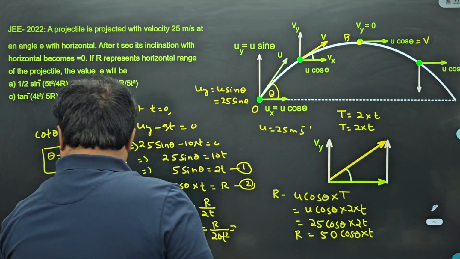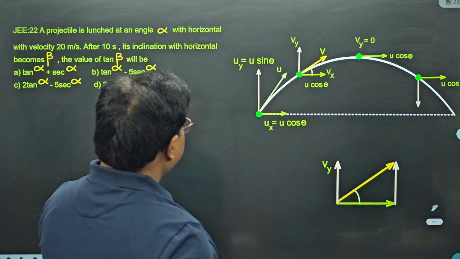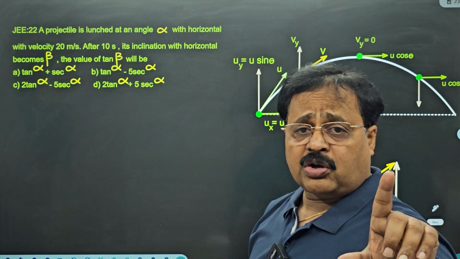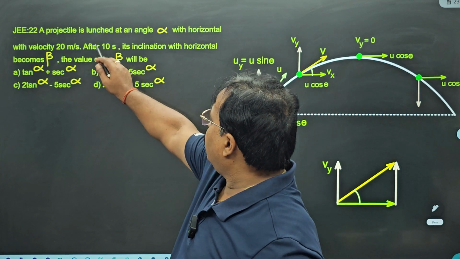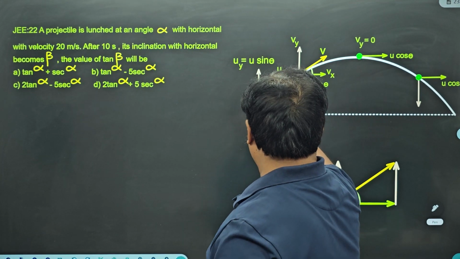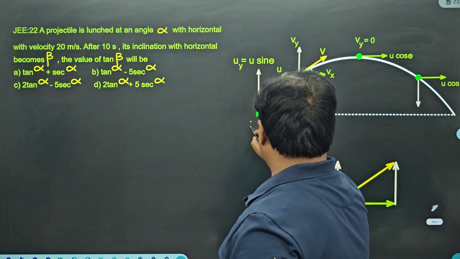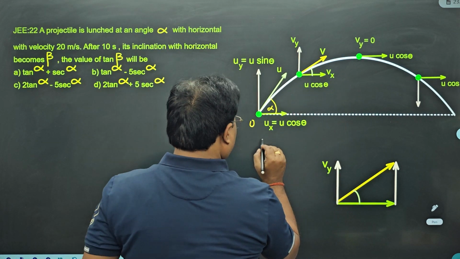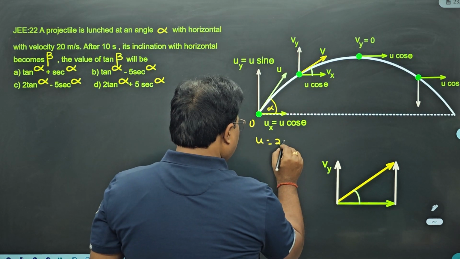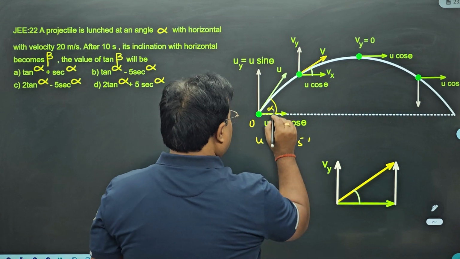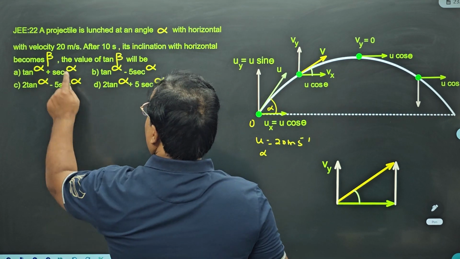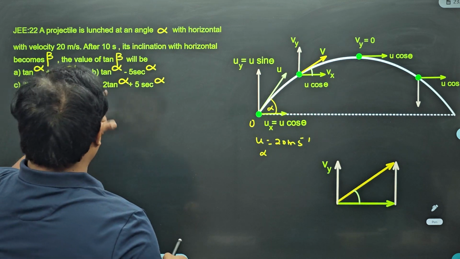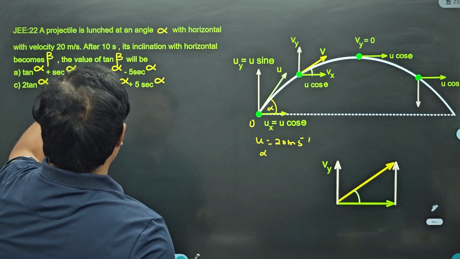Okay, my dear students, let us move to the next question. You see, what is the question here? This question was asked in JEE 2022. A projectile is launched at an angle of alpha with horizontal. This angle is alpha, this is O, with speed u equal to 20 meter per second. Angle of projection at the point of projection is alpha. Its inclination with horizontal becomes beta after 10 seconds.